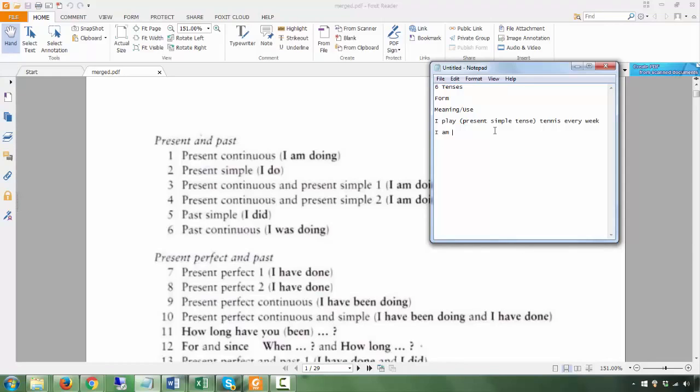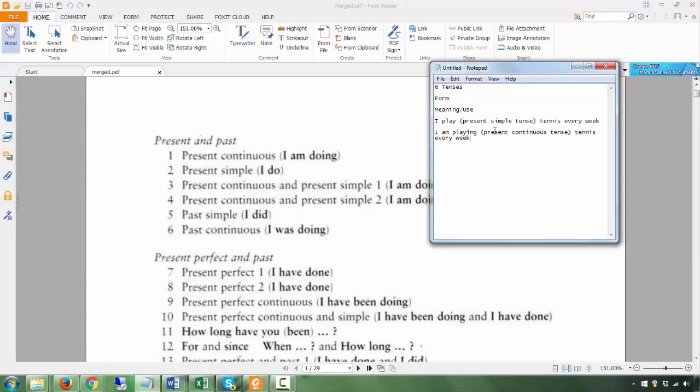If you were to use "I am playing tennis," you are using the verb play, but in the present continuous tense. And can you say "I am playing tennis every week"? No, you don't say that. When you use the present continuous tense, when you are in the middle of an action, probably you're doing it now. So, "I am playing tennis."